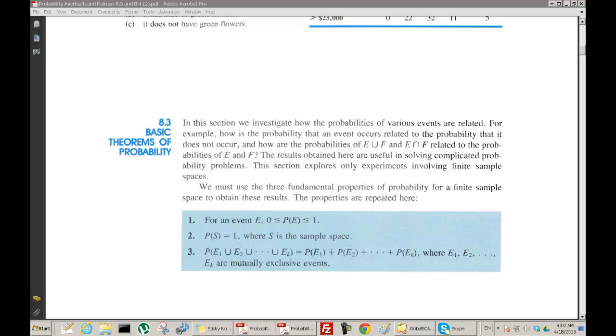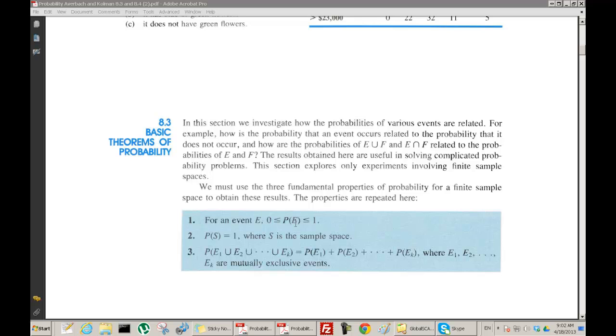Okay, so we are going to develop a couple theorems which will make it easier to do some probability calculations. To do these theorems, we need something to start with, and we're going to use these three properties of probability functions that we talked about a little bit earlier.